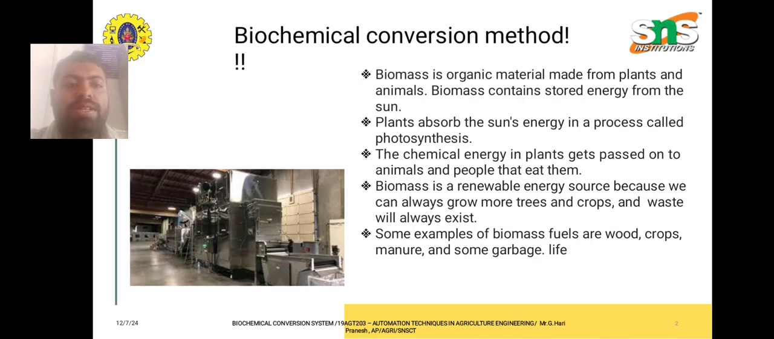Biomass is a renewable energy source, because we can always grow more trees and crops, and waste will always exist. So from the waste we will again create biomass, which is an organic material. Some examples of biomass fuels are wood, crops, manure, and some garbage.